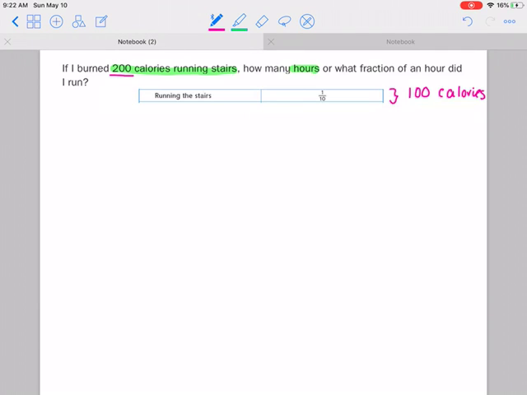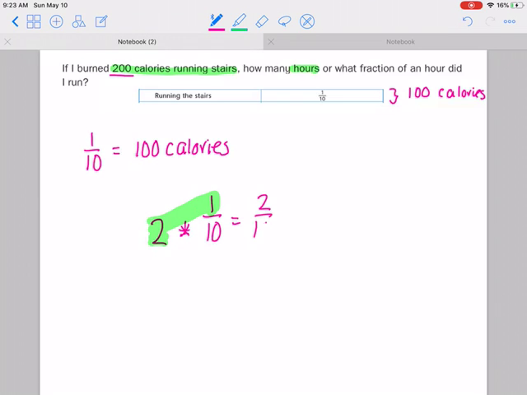So if it takes 1/10 of an hour to burn 100 calories, then it's going to take 2 times that to burn 200 calories. So 2 times 1/10. And remember, you do the whole number and the numerator, multiply. 2 times 1 is 2, 2/10. 2/10 of an hour to burn 200 calories.